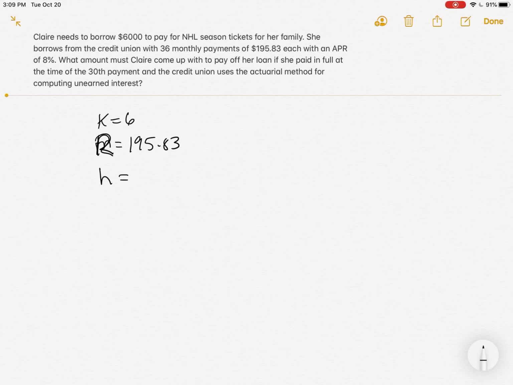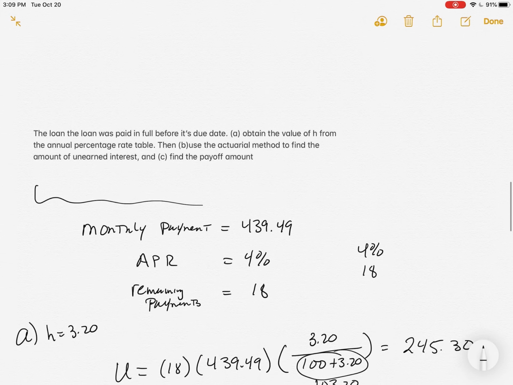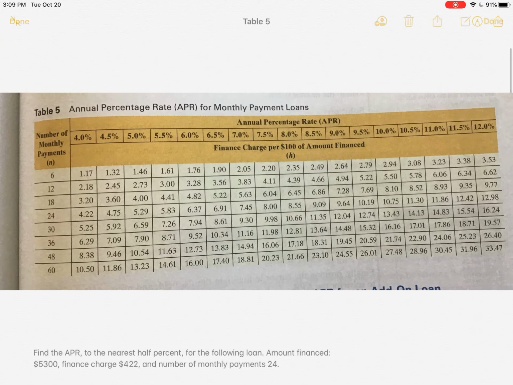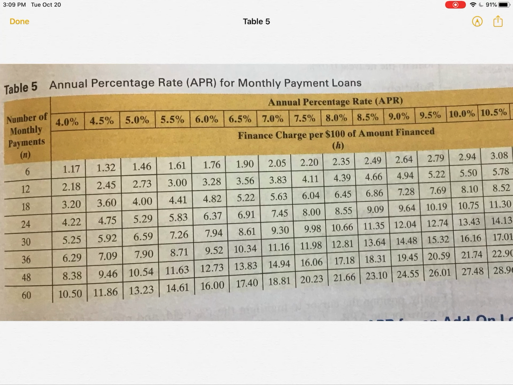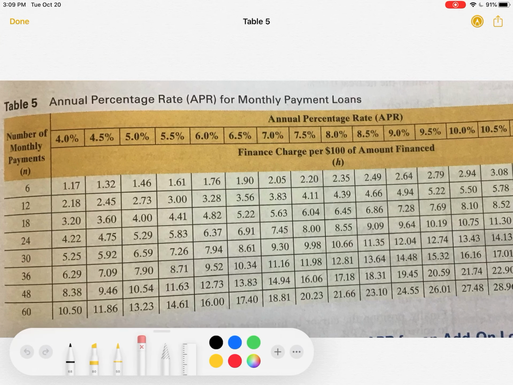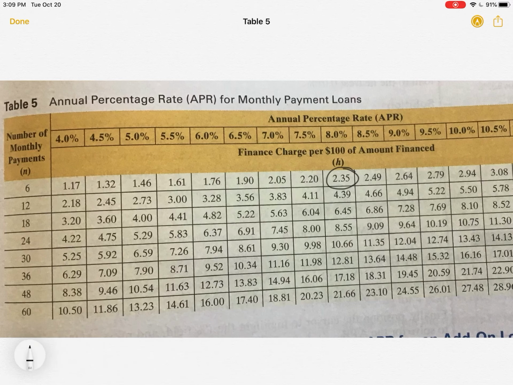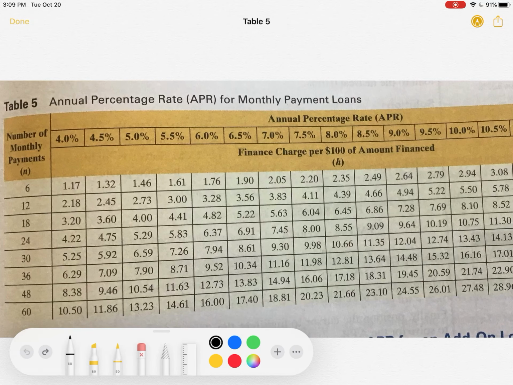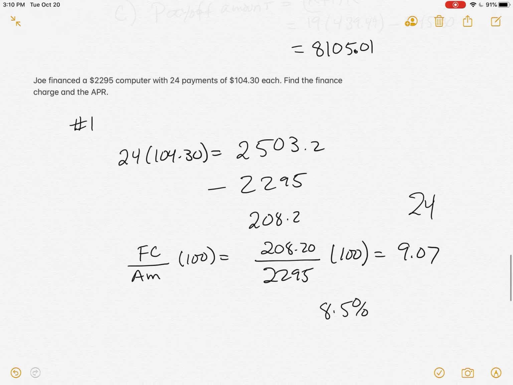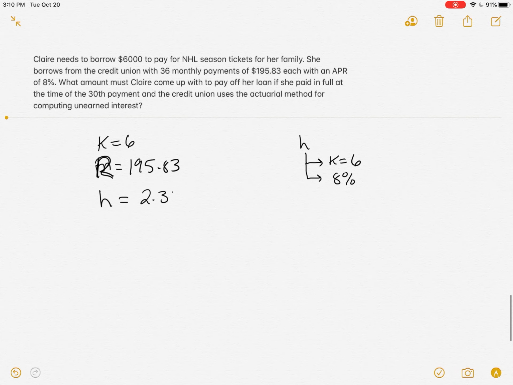So let's remember how we found H. H was found by utilizing 2 pieces of information. The number of remaining monthly payments, which was 6, and then also the interest rate, which was 8%. So if we go up to our chart, we can figure out what H is. And we have 6 payments left, so we're in the top row. It is 8% interest, and so we're looking at $2.35. So your H is $2.35.